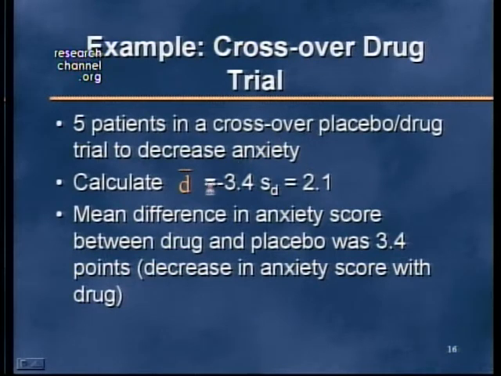We can calculate the mean difference just by taking the average of those 5 differences, which is -3.4. We can calculate a standard deviation of the difference in the same way, looking at the variability of each difference from the mean difference of -3.4. We'd see that the standard deviation is 2.1. And because of the algebraic truth that the difference between two means is the same as the mean difference, we would see that the drug anxiety score was 3.4 points lower, indicating a decrease in anxiety score with drug as compared to placebo.